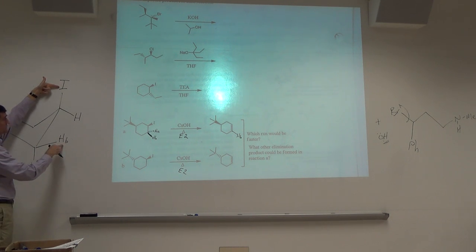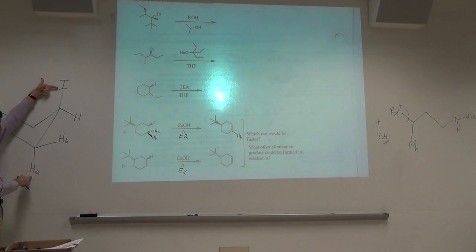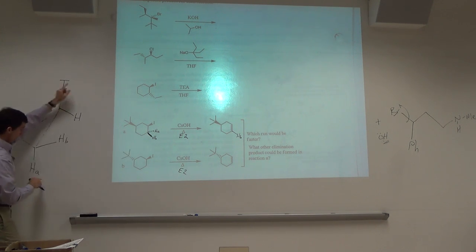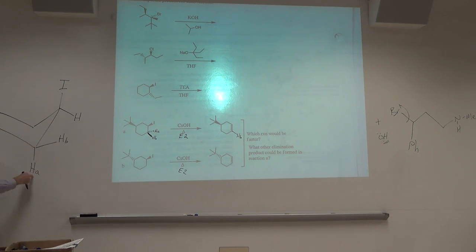This is cis to the iodine. They're both up compared to the H's. This is trans to the iodine. It's down compared to the H. This is up compared to the H. This is trans. This is A. But also, you see how this is anticoplanar. That's straight up. This is straight down. Anticoplanar.